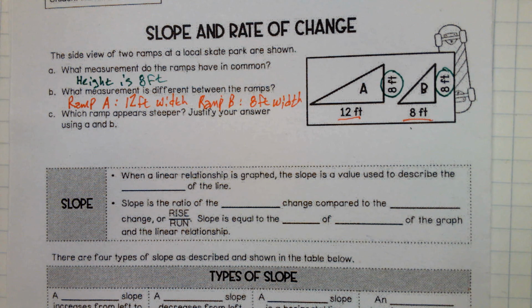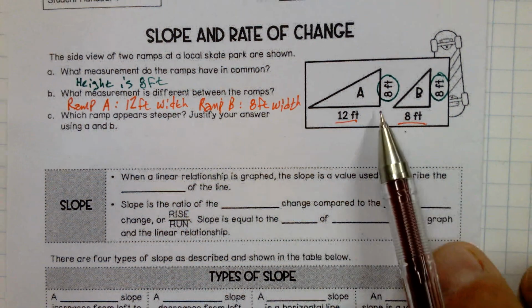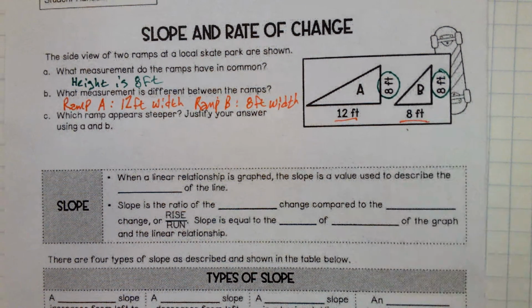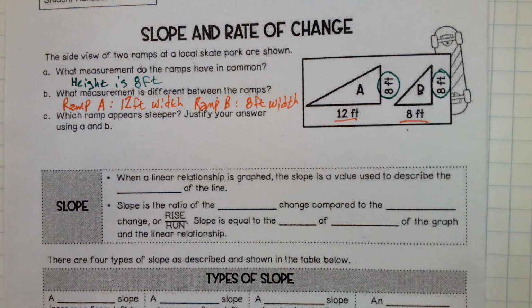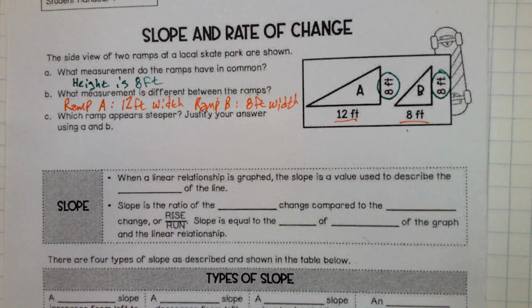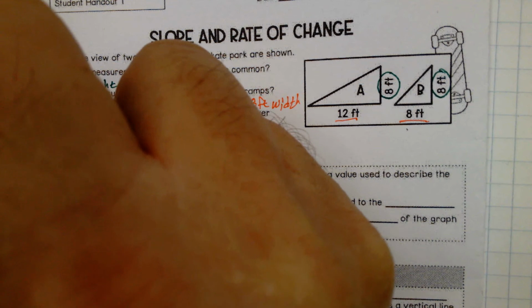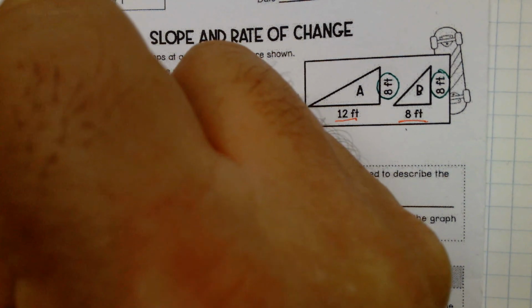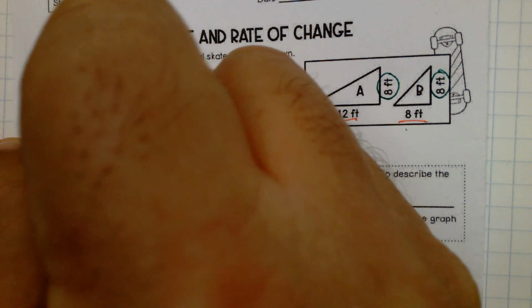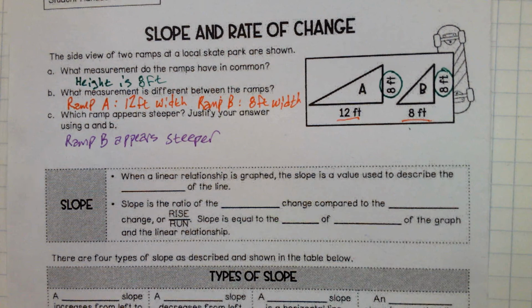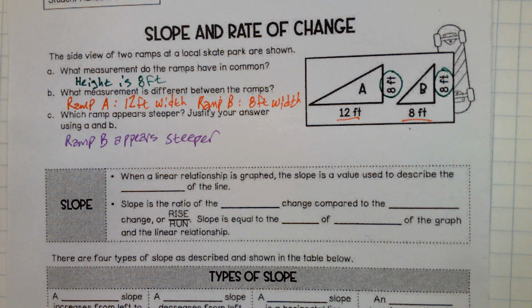So which ramp appears steeper? Justify your answer if you can, using A and B. Which one looks like it's steeper? Ramp B looks higher up. Steeper. So ramp B, I would agree. Ramp B appears steeper, just by looking at it. Does everyone understand what it means when we say steeper? Yeah, like more inclined. It goes higher.